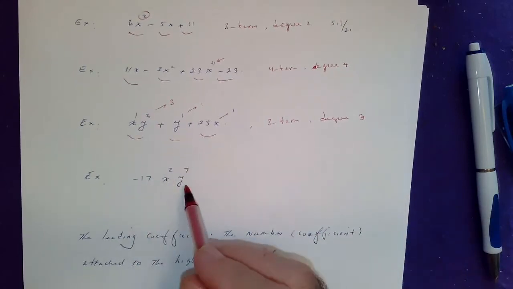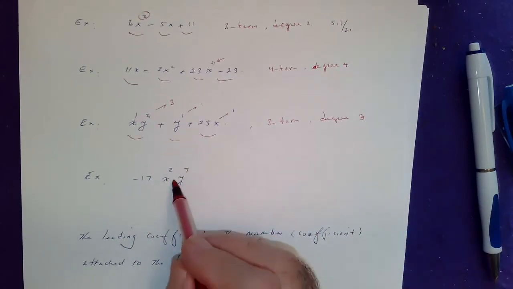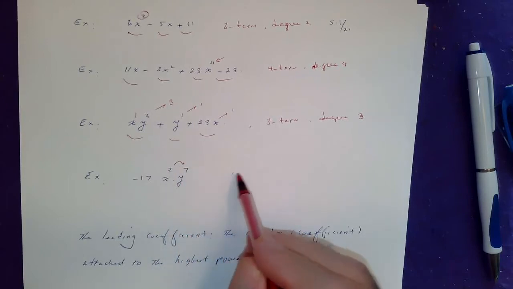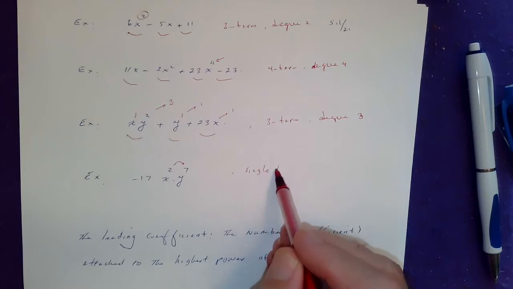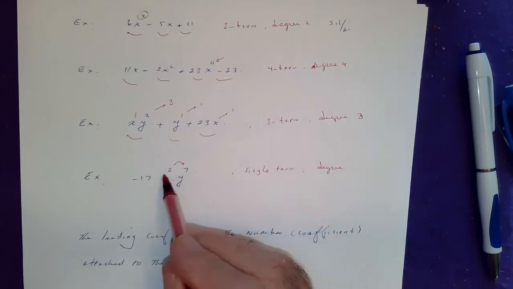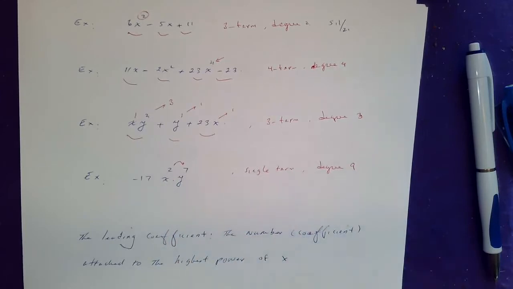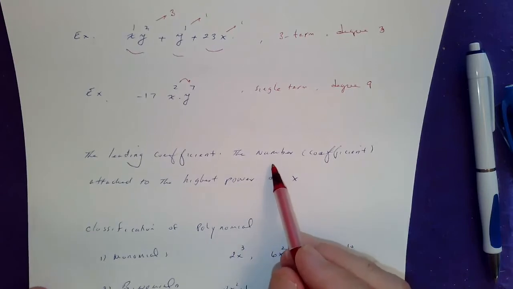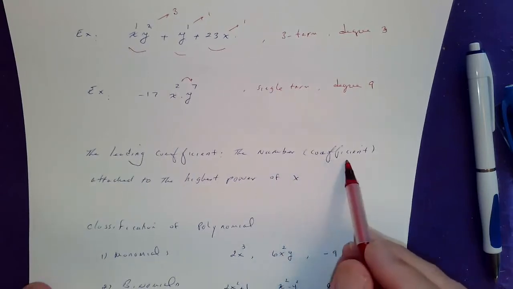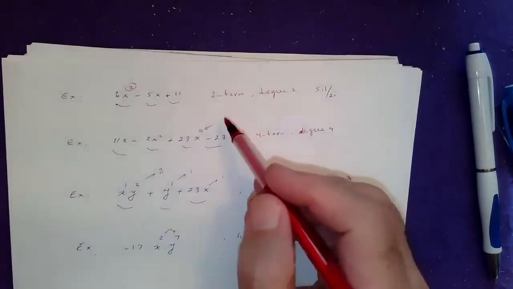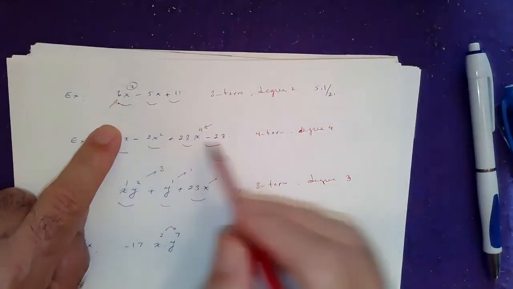This one is a monomial, a single term, but you have a product of x and y, so you add the powers. So this is like a single term, right? And the degree, believe it or not, is 7 plus 2, which is 9. So what would be the leading coefficient? The leading coefficient is the number or coefficient attached to the highest power of x. In this case, the leading coefficient is 6.